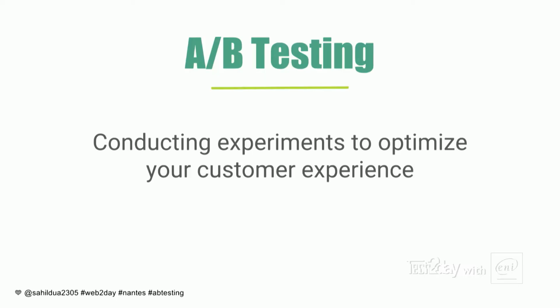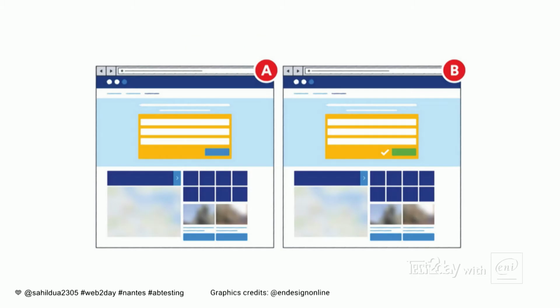So let's start. A/B testing is a process of conducting experiments to improve your customer experience. What that means is, let's say you have a website, and you have two variants. In one variant, you have, for example, in this case, a button which is blue, and the other one, it's green. Now you have two variants, A and B, and you want to do A/B test.